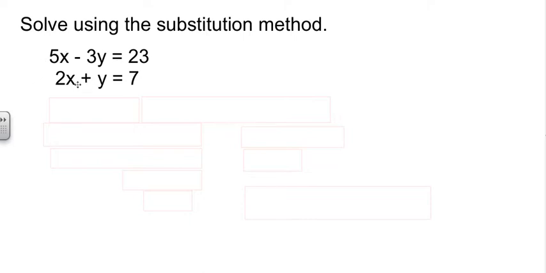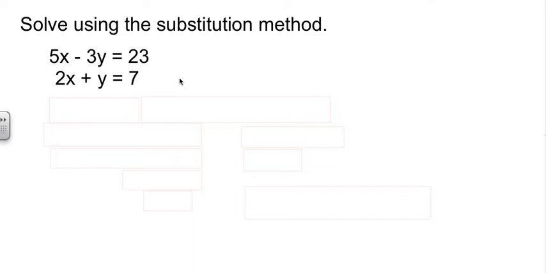Now I'm looking at my two equations, and there's one equation that is set up nicely to be able to use substitution with: 2x plus y equals 7. If I solve this equation and get y by itself, all I have to do is subtract the 2x over. I don't need to divide by anything.